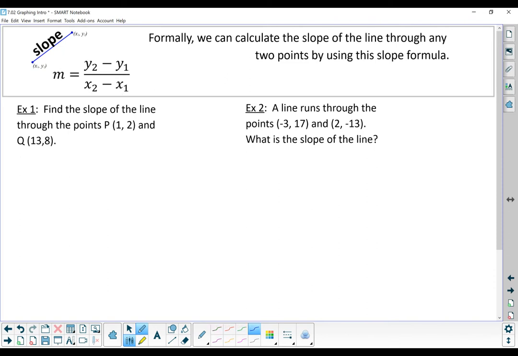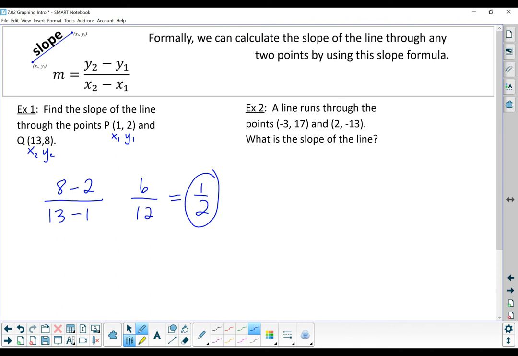So I want to find the slope of the line through the point 1, 2, and 13, 8. So I'm going to call this x1, y1, and I'm going to call this x2, y2. It doesn't really matter which one you call which. So y2 minus y1 over x2 minus x1. So you could type that in your calculator just like that if you want, or you could do the subtraction yourself. This is 6 over 12, which reduces to a slope of 1/2.